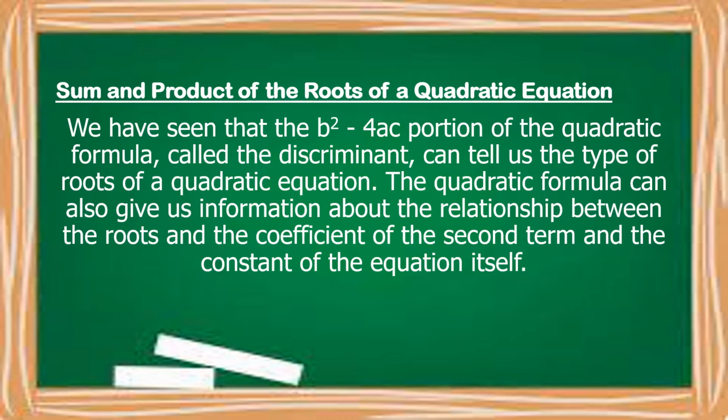We have seen that the b squared minus 4ac portion of the quadratic formula, called the discriminant, can tell us the type of roots of a quadratic equation. The quadratic formula can also give us information about the relationship between the roots and the coefficient of the second term and the constant of the equation itself.